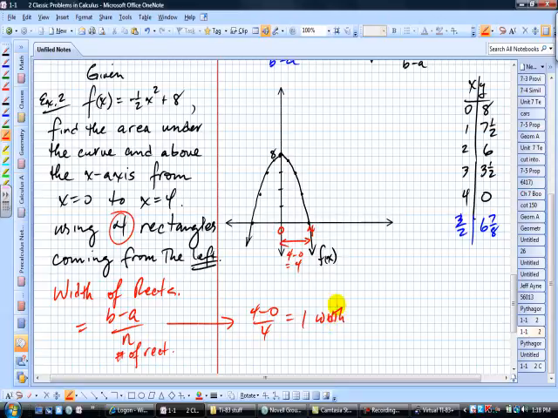Okay? So now we're going to come from the left. I'm going to start on the left side, go up to the function, top it off, come down. There's my first rectangle right here. And between 1 and 2 is my next subinterval. I go up from 1 to meet the function, I top it off, and come back down. Then at 2, go up to the function, top it off, come back down. Then at 3, go up to the function, top it off, and come back down.